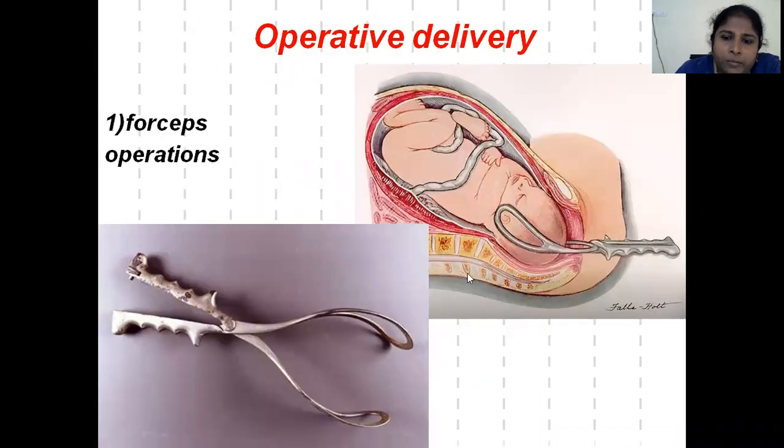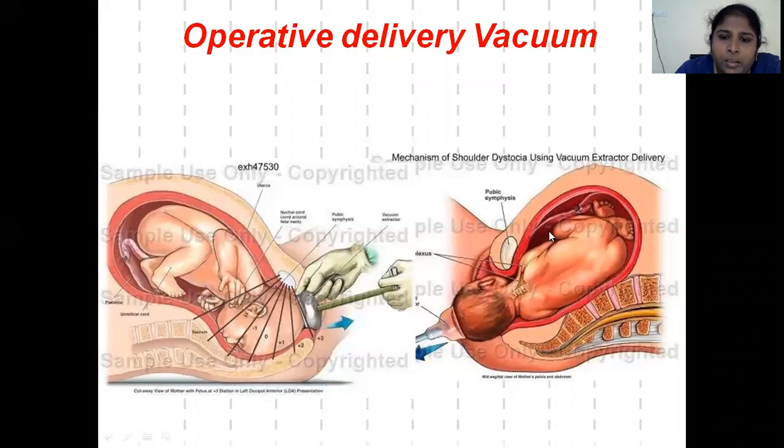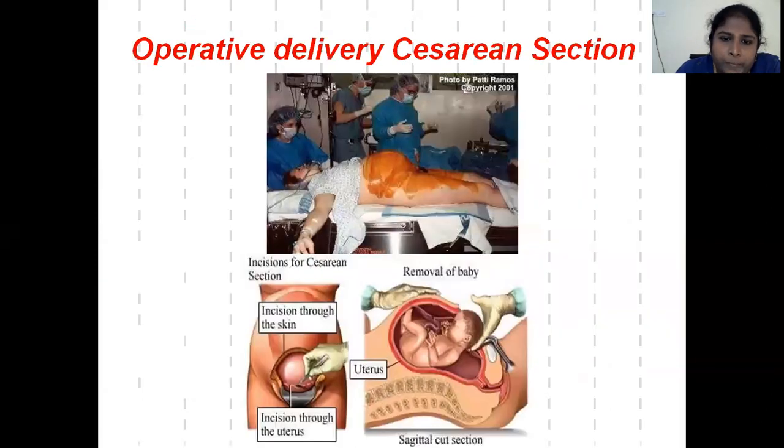Whereas with the forceps, there will be more trauma to the maternal tissues, but the fetus will be fine with forceps deliveries. There may be some markings if you don't properly apply the forceps, or if the position is not correct. But with vacuum, the chances of fetal intracranial hemorrhage are more. Next, after all the options, the only option left is cesarean section.